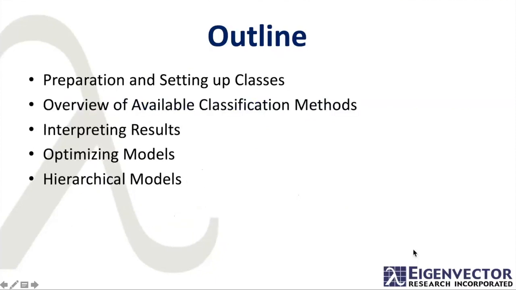In the outline, I'll be talking about preparation and setting up classes for the classification to be used in our methods. Then I'll do an overview of the available classification methods where I'll show some specific tools, but most of the broad outline will show just a very brief conversation about each of the methods available. Donald will be talking about interpreting results and optimizing models, and then we'll present the hierarchical models, and Barry should be back to talk about that.